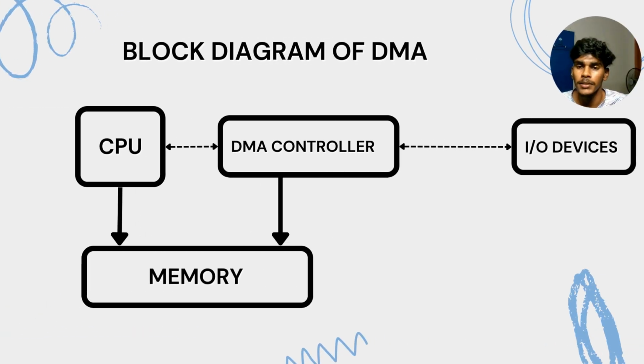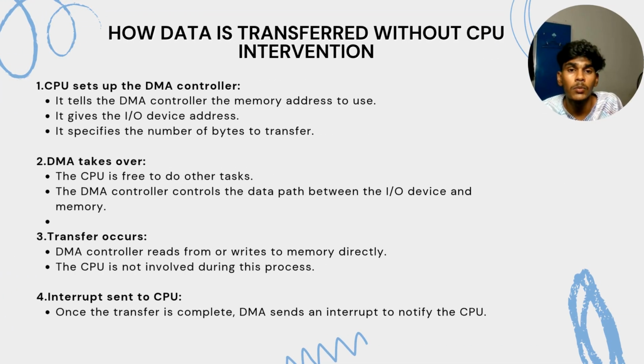Yeah, this is the basic diagram of DMA, which is the CPU, memory, DMA controller, and also the I/O devices. Let's see how data is transferred without CPU intervention. Firstly, CPU sets up the DMA controller. It tells the DMA controller the memory address to use. Also, it gives the I/O device address, and it specifies the number of bytes to transfer.